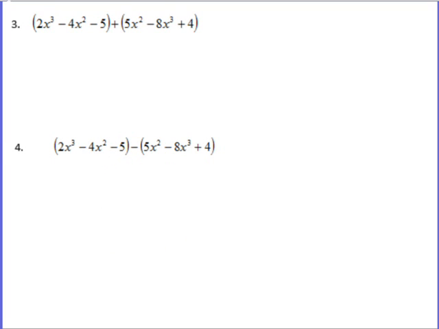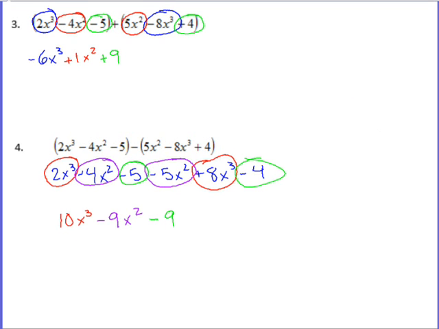Alright, for numbers 3 and 4, what I want you to do is go ahead and pause, and you're going to try these on your own, and then come back to check your answers. Okay, there are the answers for 3 and 4, so compare those to your answers. If that's not what you got, then you need to write down a question or put a star by that problem so you can ask about it in class.